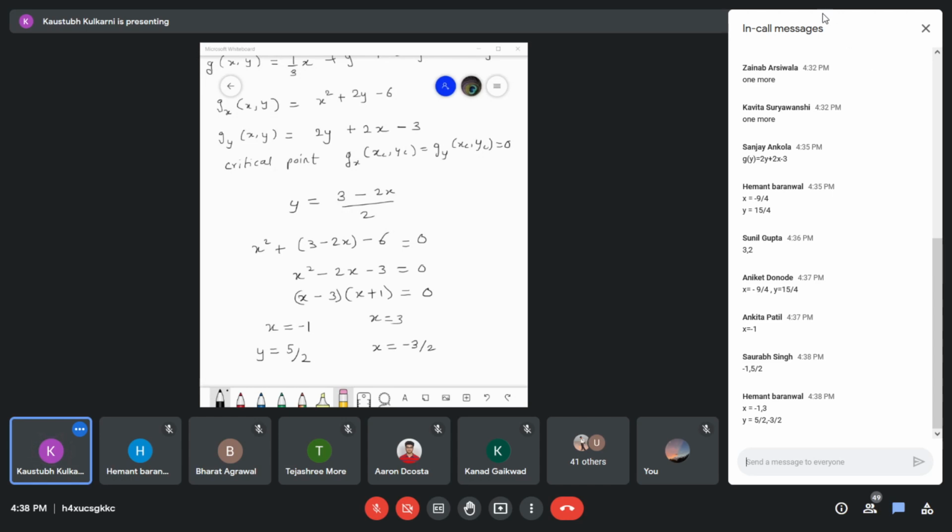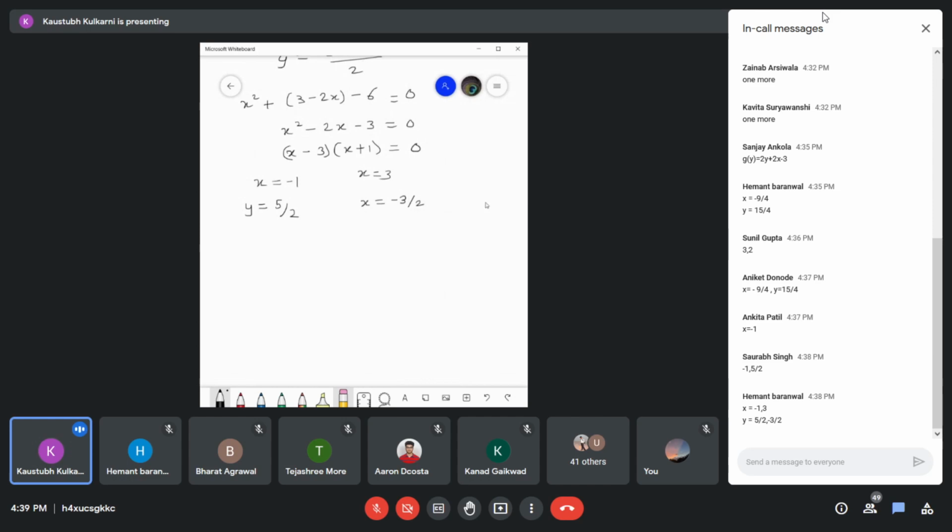Minus 1 3. Yes, correct. So now calculate the second derivatives, which are the second partial derivatives, in short, second partials.